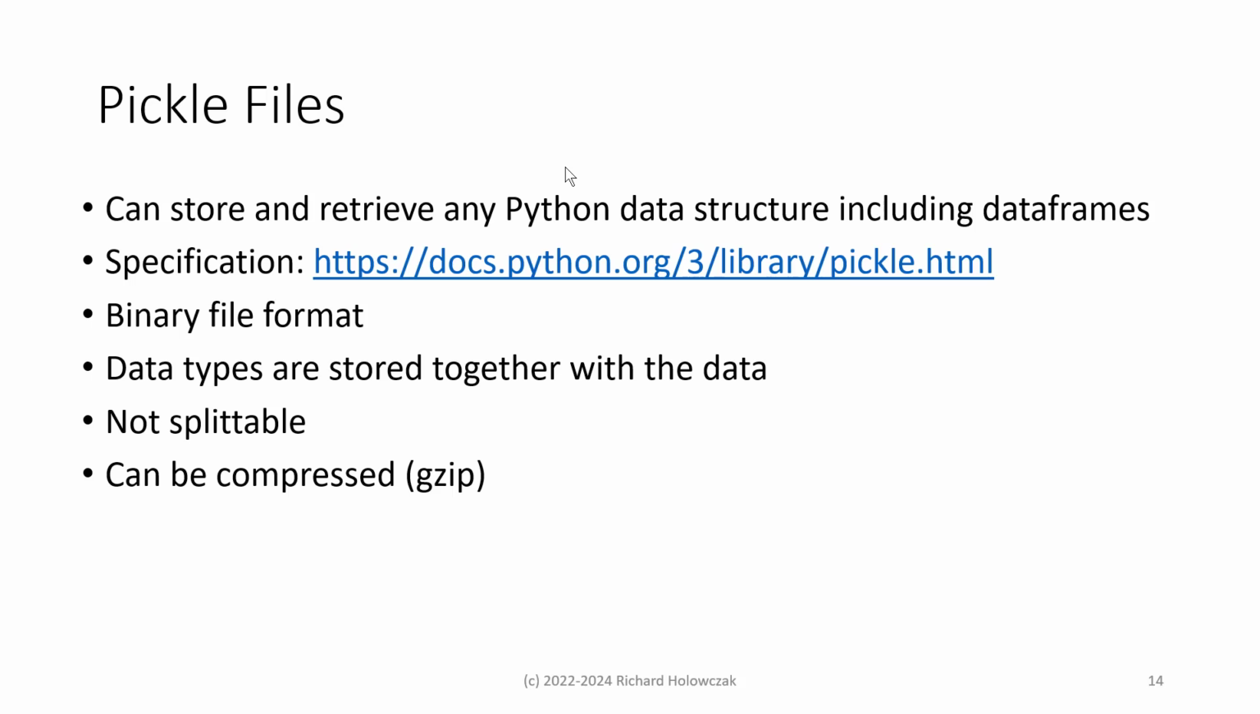The next file type I want to talk about are pickle files. Pickle files can store and retrieve any Python data structure, including data frames. So if you have a list or a dictionary or a data frame, anything can be stored in a pickle file, what they call pickling. The specification is shown here at this URL. It is a binary file format, and data types are stored together with the actual data. However, pickle files are not splittable because they are really just a representation of that data structure in memory. You can compress pickle files, for example, with gzip.